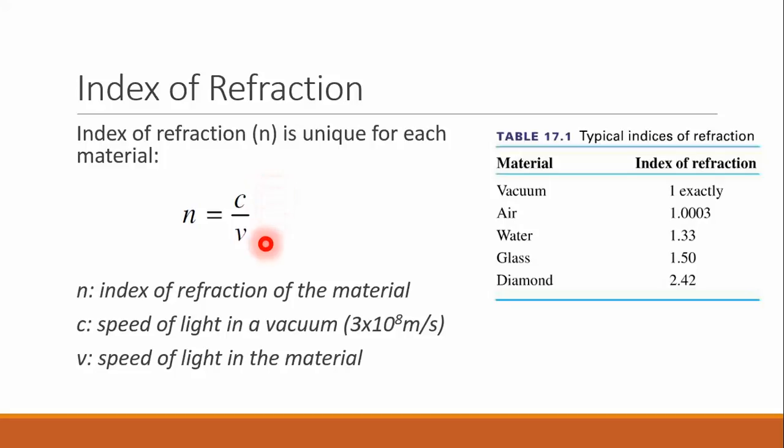And the v is the velocity of the light in the material, because when light goes into a new material, it doesn't travel at the same speed. So the speed of light in a vacuum, 3 times 10 to the 8th meters per second, will be on the top of the equation, and then the speed in the new material will be on the bottom of the equation.